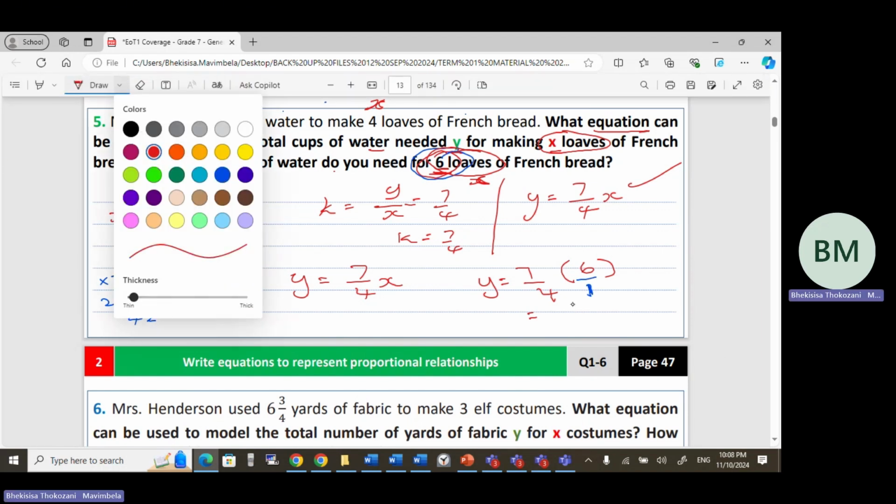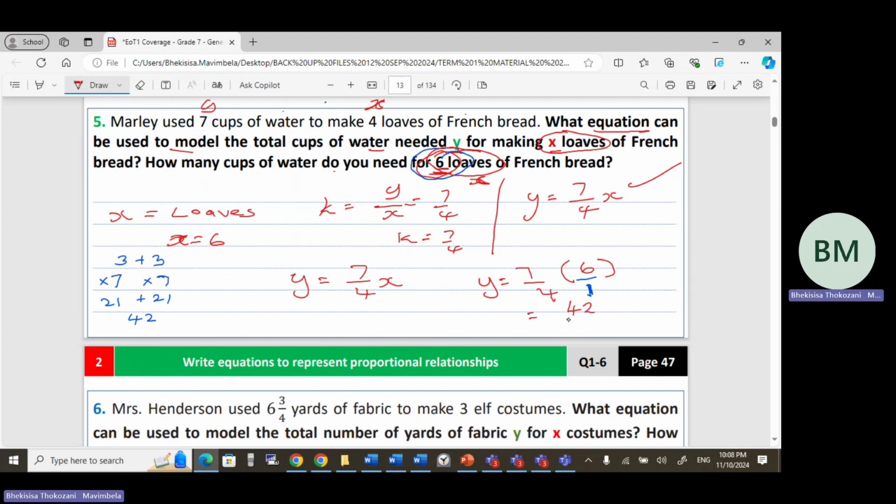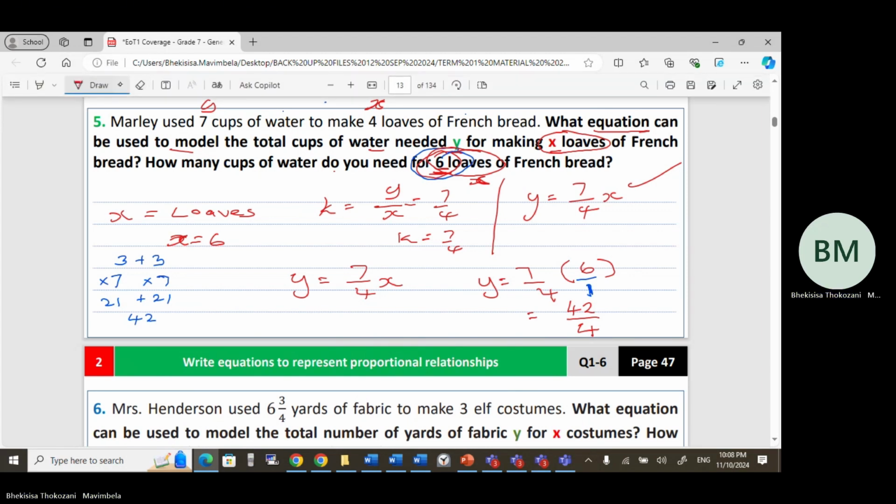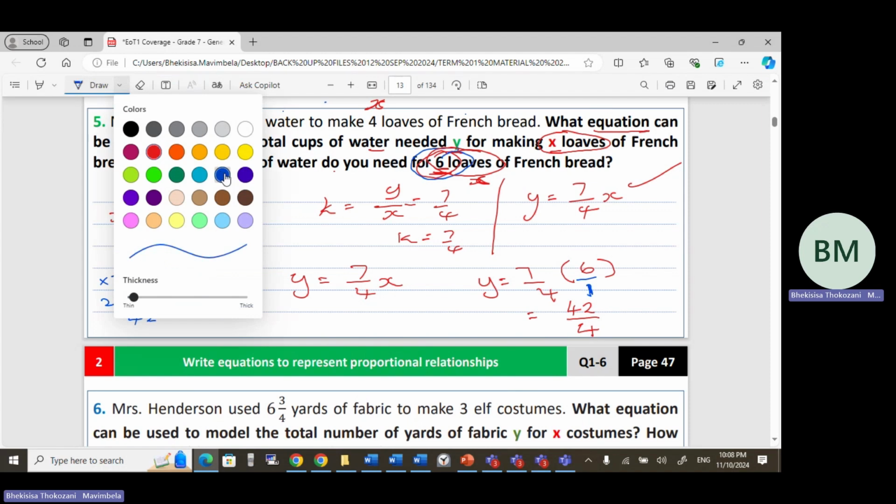So we have 42 divided by 4. Okay. And again, this can be simplified. So we can just ask ourselves how many 4s go into... Okay, let me just expand again here to make it easy for you, because remember, you'll not be using calculators.